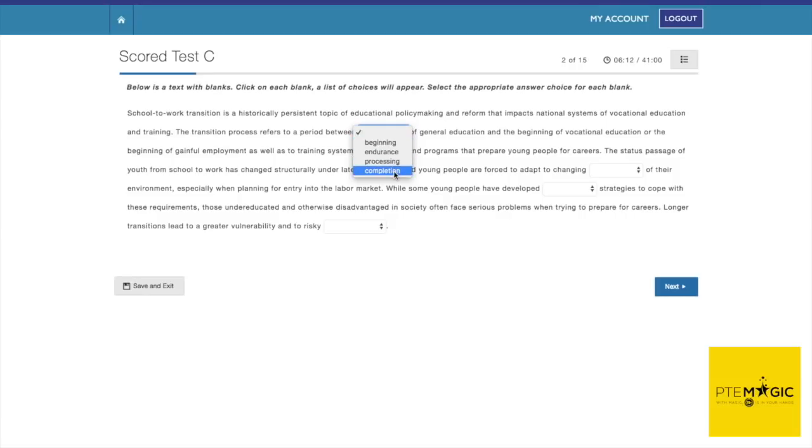Okay, let's have a look at the options. Beginning, endurance, processing, completion. Obviously, completion is the synonym for ending as well. Okay, it has changed structurally under late modernism, and young people are forced to adapt to changing of their environment, especially when planning for entry into the labor market. Changing something that I can't guess, so I'm just going to have a look at the drop-down menu.